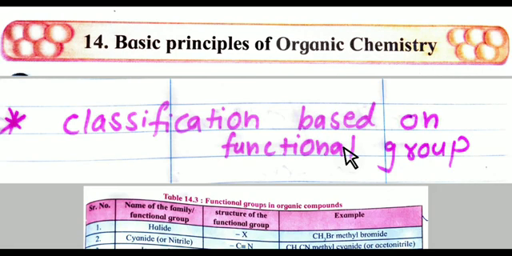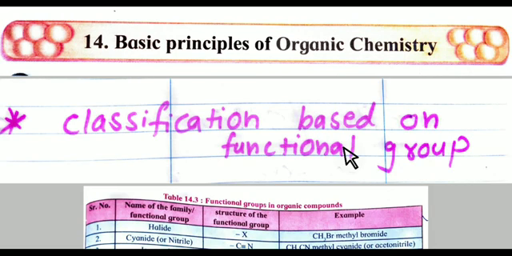Students, what is a functional group? An atom or a group of atoms in the organic molecule which determines its characteristic chemical properties is called a functional group. And what is the function of a functional group? It determines the characteristic chemical property. Size, complexity, all these things we can determine by the functional group.